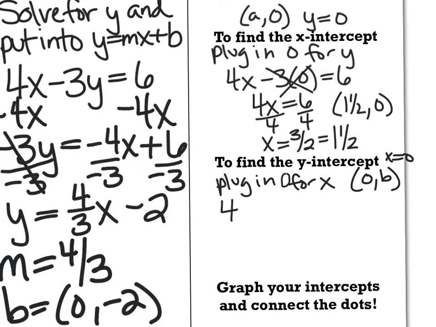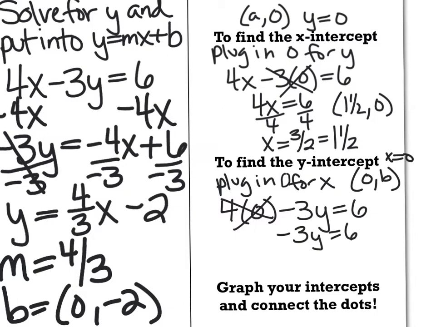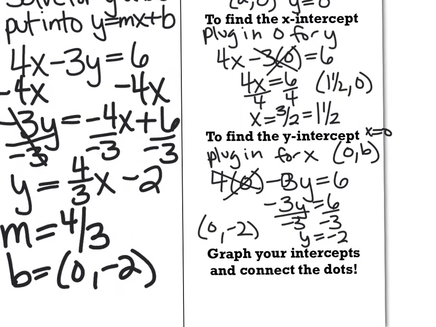So we're going to go 4 times 0 minus 3y equals 6. And then my 4 times 0 goes away. Don't forget about the 3 being negative. Don't lose that. Divide by negative 3, and you get y equals negative 2. So the y-intercept is 0, negative 2. And then all you'll have to do is graph your intercepts and connect the dots, and that will help you make your graph.